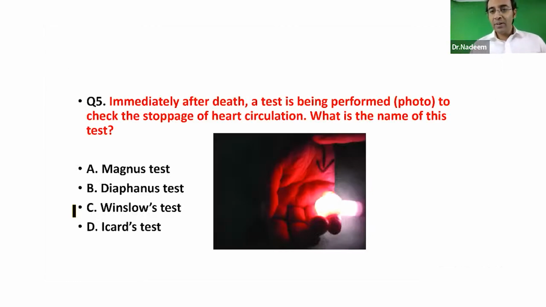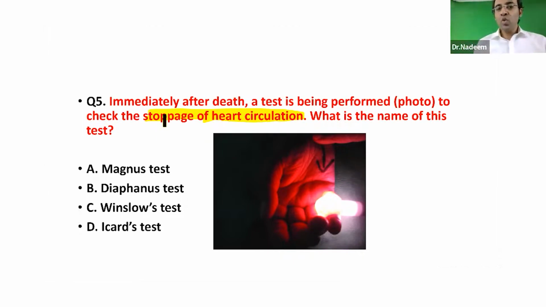Immediately after death, a test is being performed as shown in the photo. Last time there was a question related to this. What is the name of this test? Basically a light is projected over the web space, and then you see whether there is redness or not. In this question, I want to check whether there is stoppage of heart circulation or not. First of all, when do we call it immediate death? The immediate signs are stoppage of the heart, lungs, and brain.